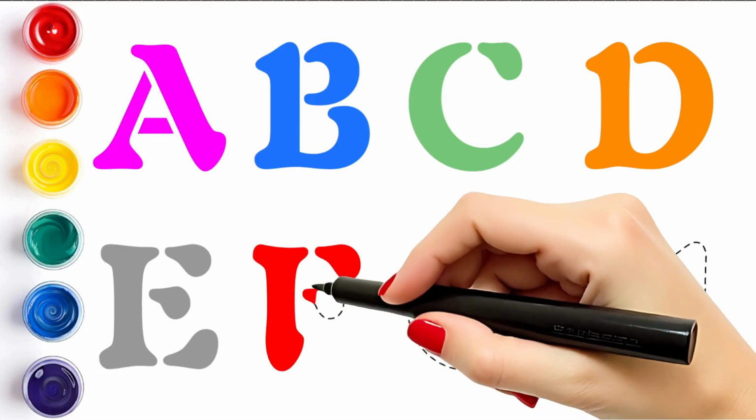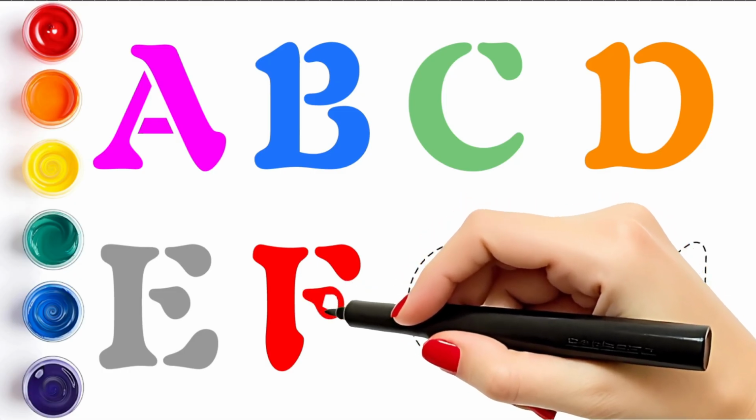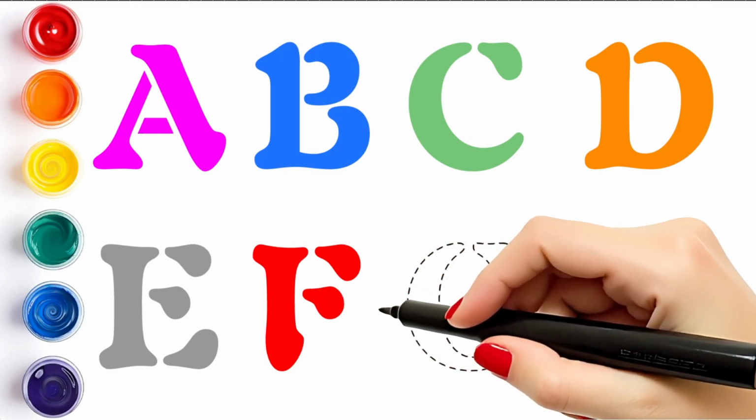F. Red color. Do you know F is for frog? It jumps high and loves to say ribbit.